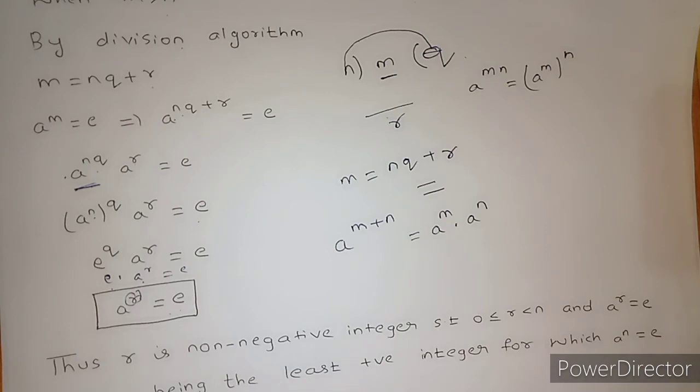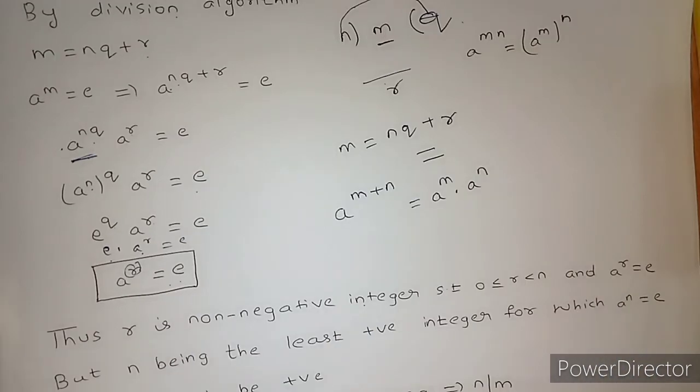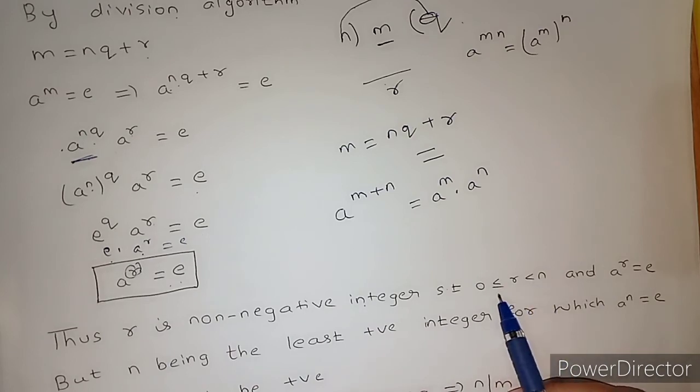So r cannot be negative. Either it can be least positive or positive, but it cannot be negative. So r is non-negative, and a^r is equal to e. And one more condition: r is greater than or equal to 0. Here r is non-negative, so it is greater than or equal to 0. Next, it is less than n.